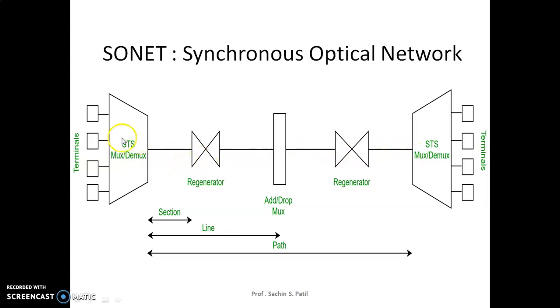The connection between two neighboring multiplexers is a line connection. We can see here, this is a line connection. And the connection between the STS MUX and DMUX entities is called a path connection. So how many section connections are here? 1, 2, 3, 4 sections. How many line connections? The connection between two neighboring multiplexers, this multiplexer and this add drop multiplexer: one line, second line. How many path connections? Only one. So section connections are 4, line connections are 2, and the path connection is only 1.